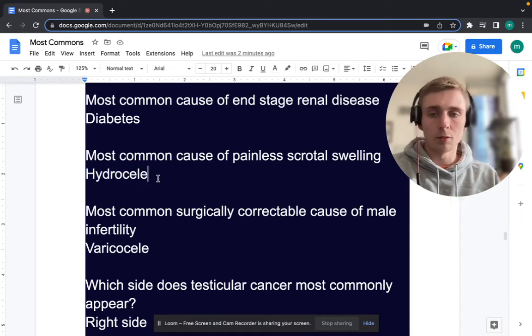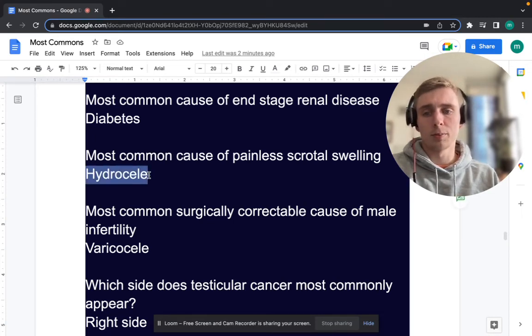You won't be able to transilluminate epididymitis or a varicocele. Remember, varicocele is the bag of worms, and so that's different from hydrocele. Hydrocele is just basically water in there.